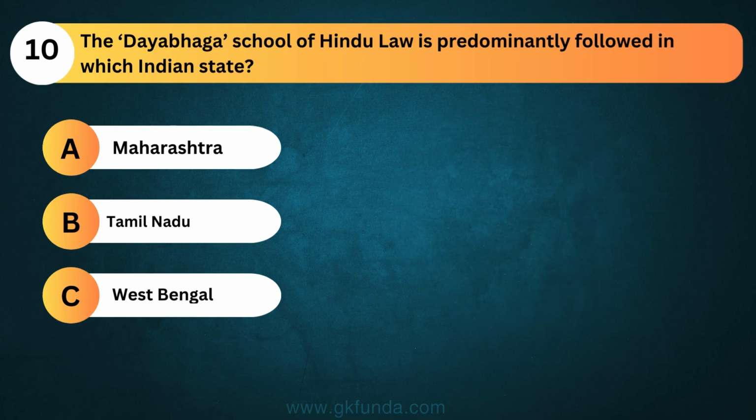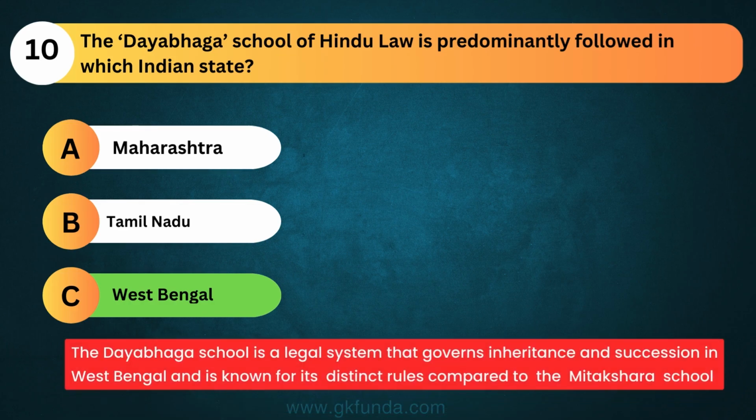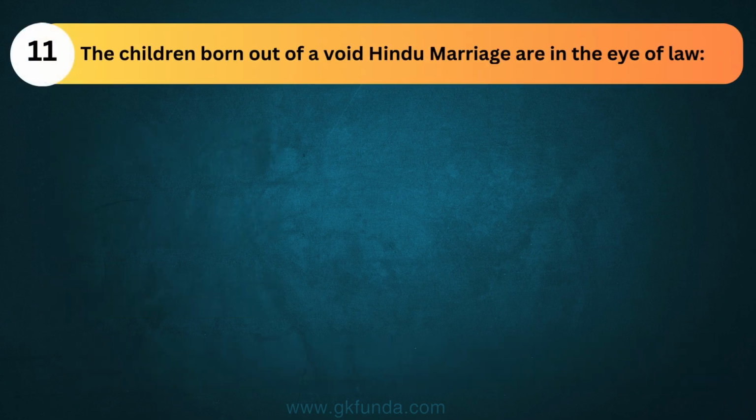The answer is option C, West Bengal. The Dayabhaga school is a legal system that governs inheritance and succession in West Bengal and is known for its distinct rules compared to the Mitakshara school. The children born out of a void Hindu marriage are, in the eye of law, what?